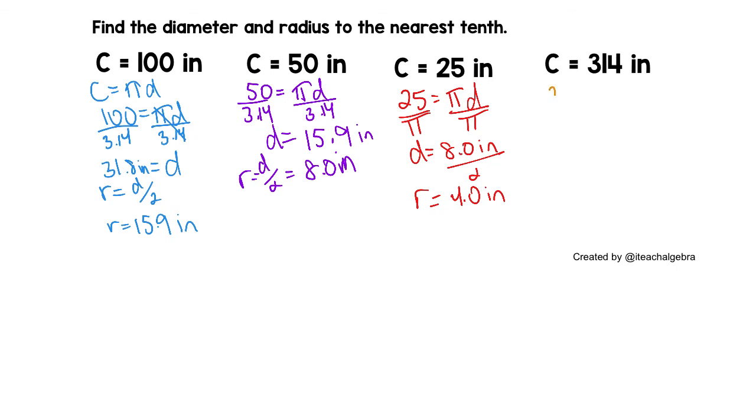Circumference is 314. I did it backwards, dang it. Let's reverse here. 314 is pi d, so you divide both sides by pi, and the diameter is about 100 inches. I divide that by 2, and I get the radius is about 50 inches.